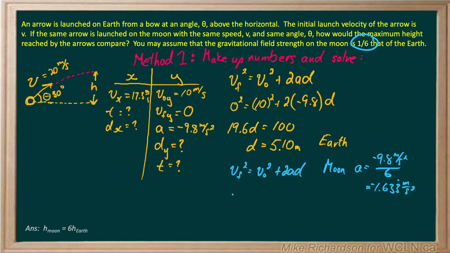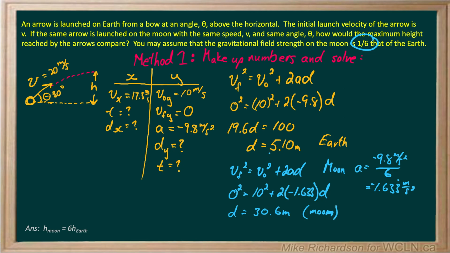So again, solve the question. We know V final on the moon at its maximum height is still 0. V initial in the y is still 10. The only difference now is my acceleration is -1.633, and we're trying to find d. If I repeat the question and I end up solving for d, it becomes 30.6 meters. Now the only thing left, and again that's on the moon, is to compare the two.